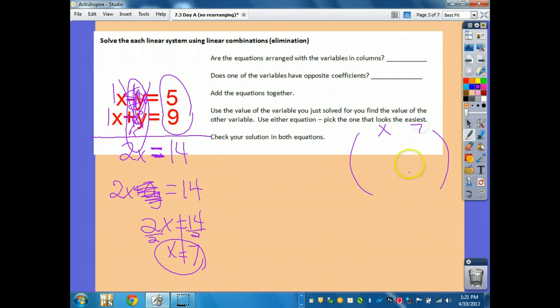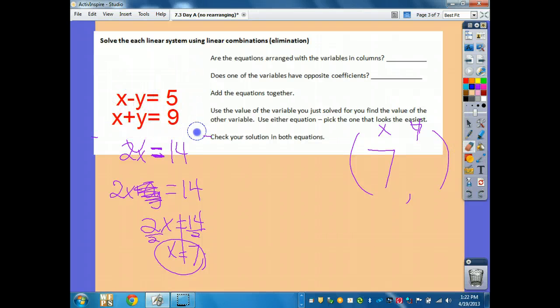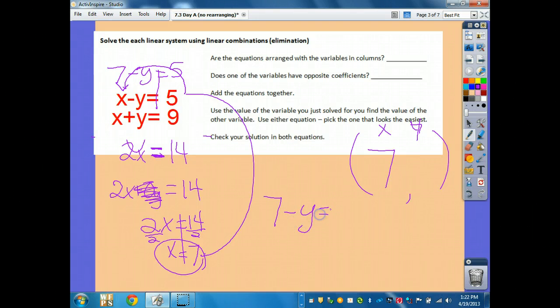First or second number? Is my x my first or my second number? My first number. Now that we have our x, you take this number and you put it into either one of these original ones that you want. Because it doesn't matter, you'll get the same answer in either one. So say I take the 7 and I put it in for the what? The x or the y? The x, because we just said 7 is our x. So 7 minus y equals 5. So what do I do to solve that? I'm going to write it down here. 7 minus y equals 5. What do I have to do to solve that?